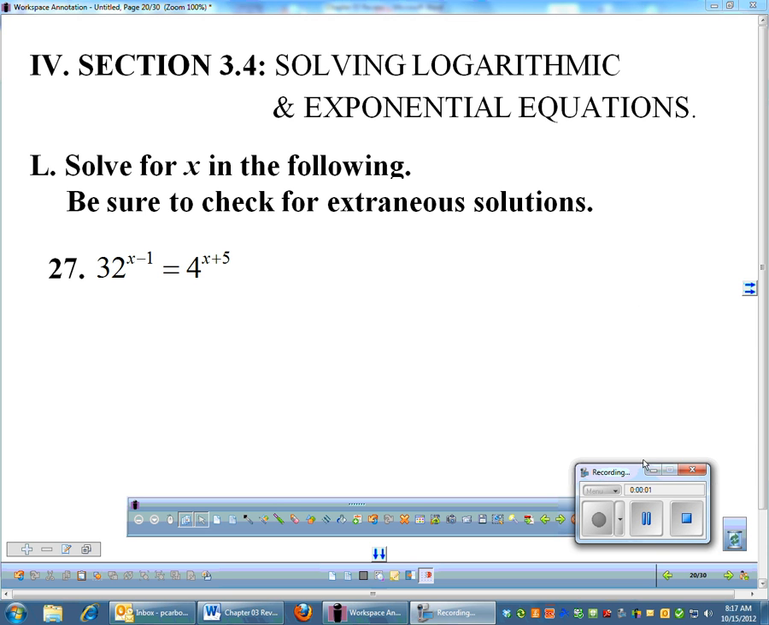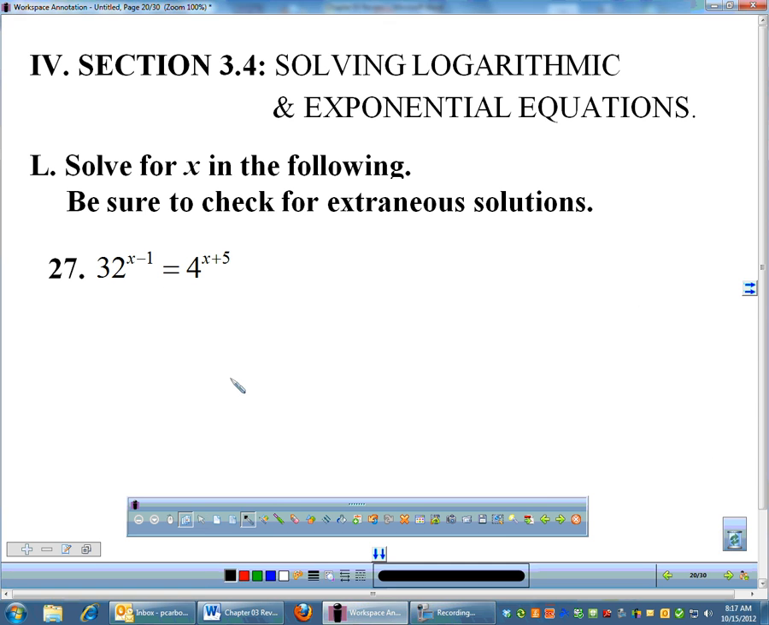Here is the very last section of our review. Hey, I said minimize. Thank you.